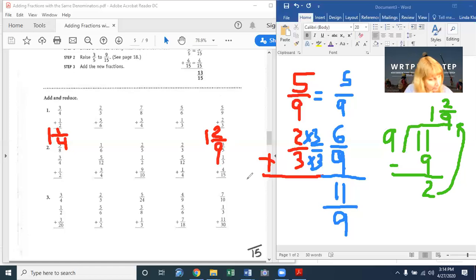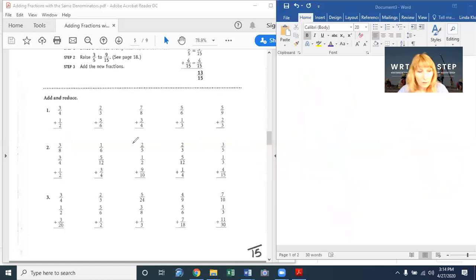I want to go on to do row 3. Let's try a couple problems in row 3. So I'm going to hit clear all. So let's look at row 3.